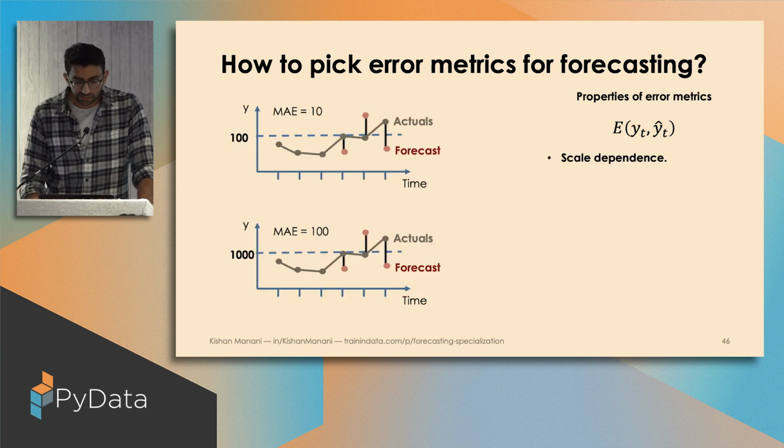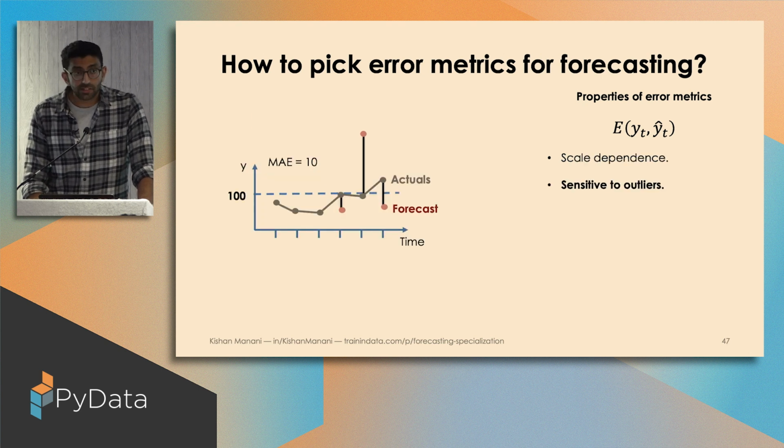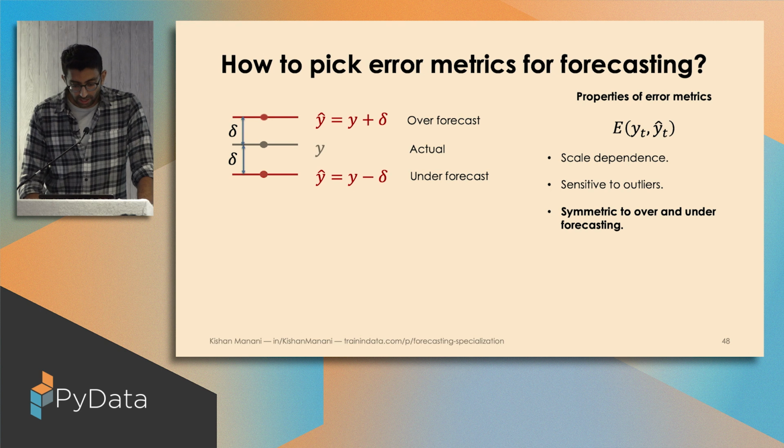So one is scale dependence. Some error metrics will increase with the scale of the time series, like the mean absolute error or the root mean squared error, and others are scale independent. Sensitivity to outliers: absolute errors like the mean absolute error are less sensitive to outliers than the root mean squared error, for example.